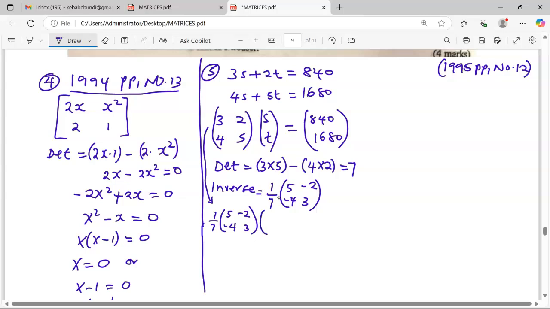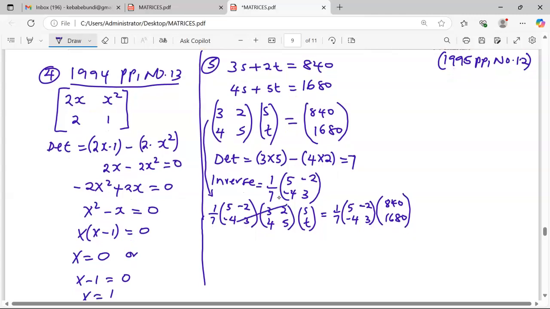We multiply by the original matrix, which was 3, 4, 2, 5, times S and T, and this is going to be equal to 1 over 7 into 5, negative 4, negative 2, 3, multiplied by the constants, which are 840, then 1680. From here, we do not need to multiply this other side because it will give us the identity.